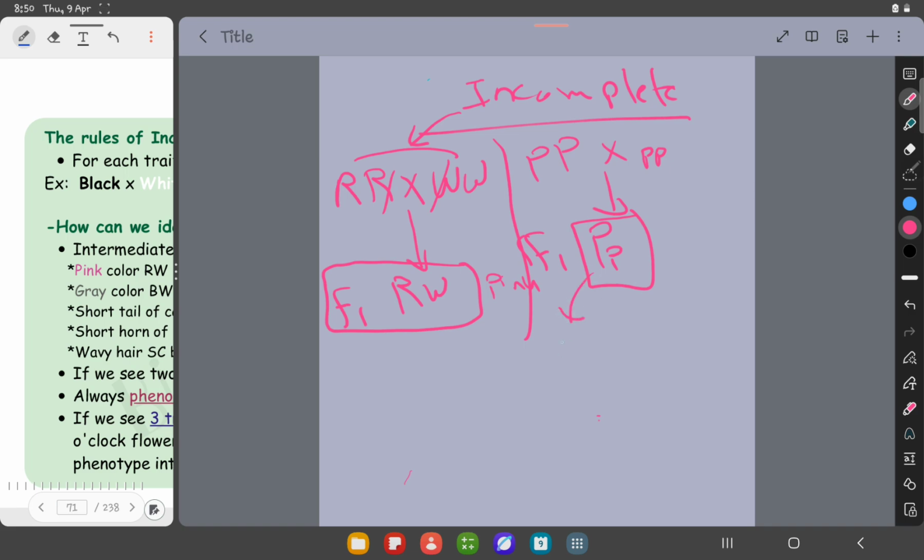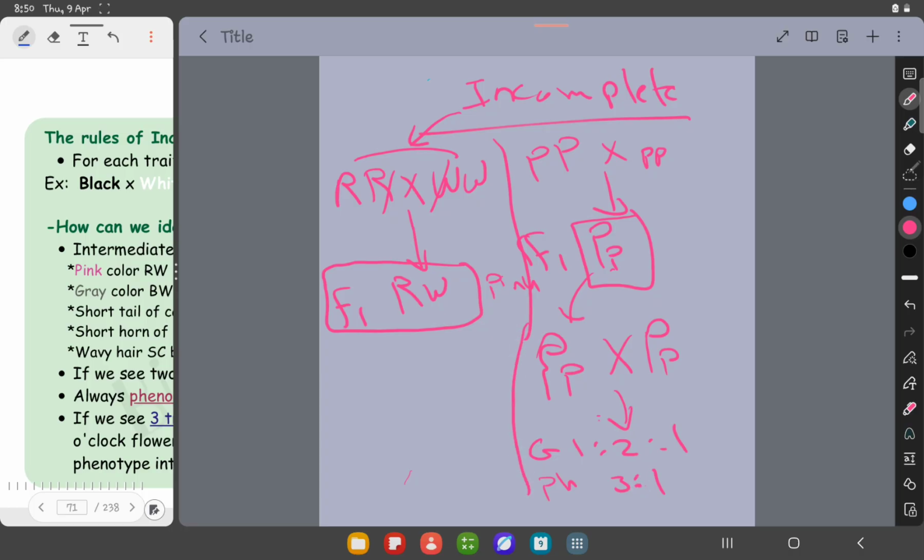If we cross in F2, what Mendel did, he crossed the P capital P small by itself, which is self-pollination. He did self-pollination for the F1 generation. And what he gets from here is 1 to 1. This is the genotypic ratio. And the phenotypic ratio is 3 to 1, 3 purple to 1 white.